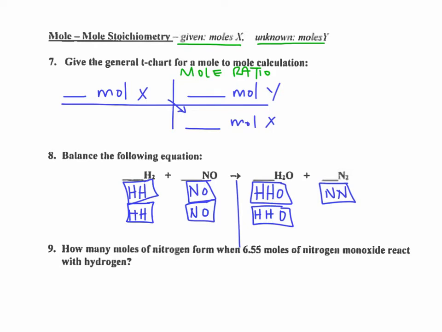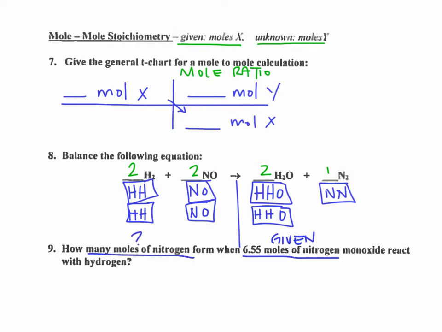Everything appears to be balanced. So my coefficients would be 2, 2, 2, and 1. How many moles of nitrogen form when 6.55 moles of nitrogen monoxide react with hydrogen? So I'm given 6.55 moles of nitrogen monoxide, and I want to convert that to moles of nitrogen.